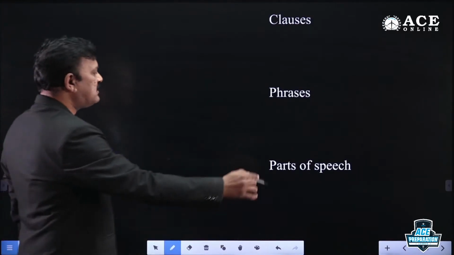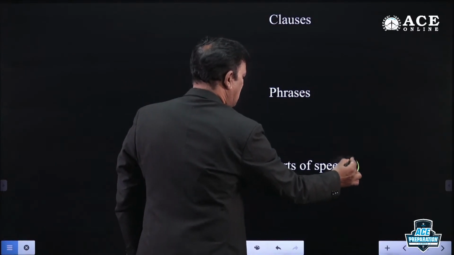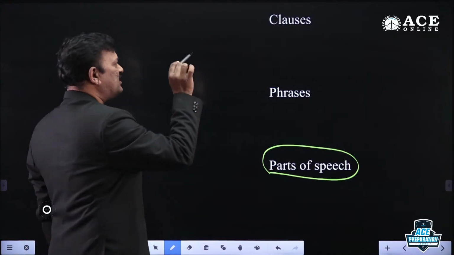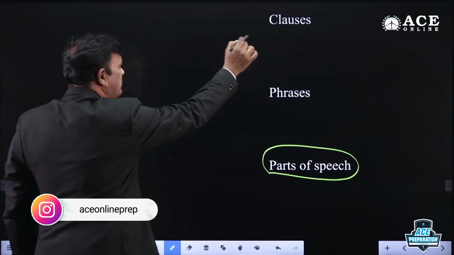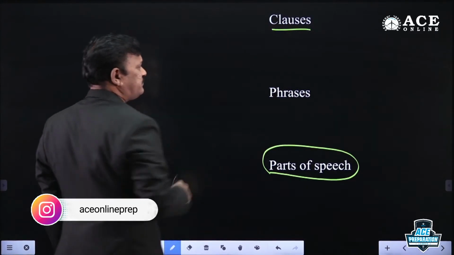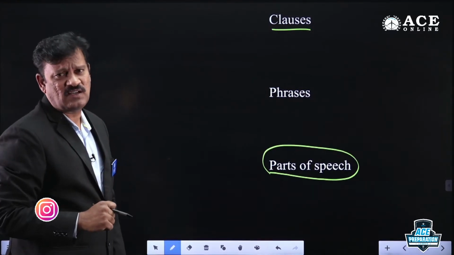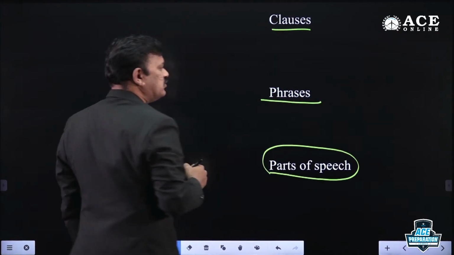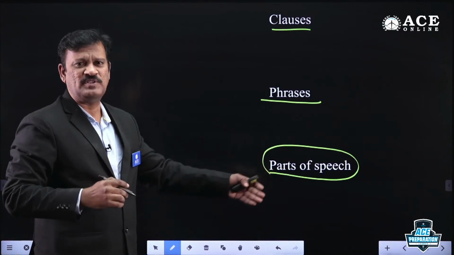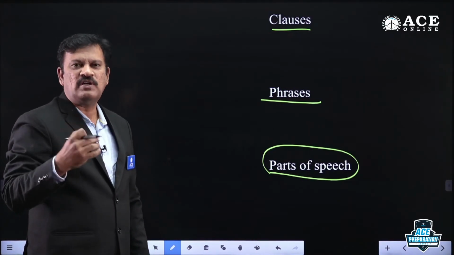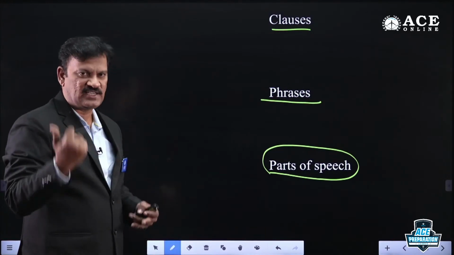Guys, our target is parts of speech. You have to identify parts of speech in a sentence. So if I give you a sentence, you have to first check the clauses. That's what I was telling you in the last session. Then clauses are divided into phrases, then parts of speech. This should be the order. Then there is a probability that you get these answers right.